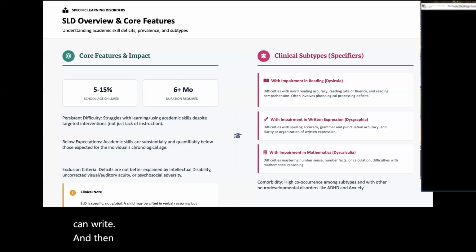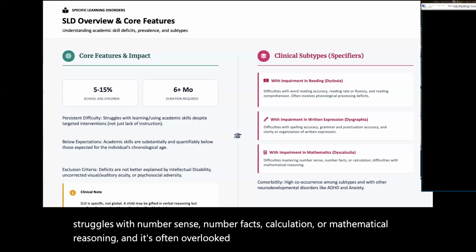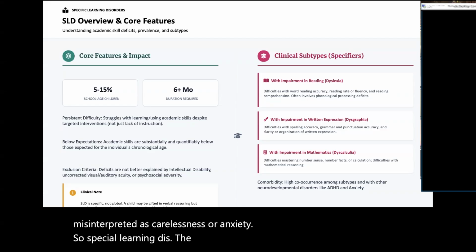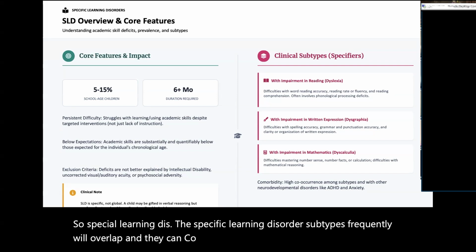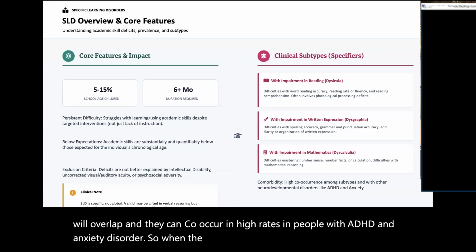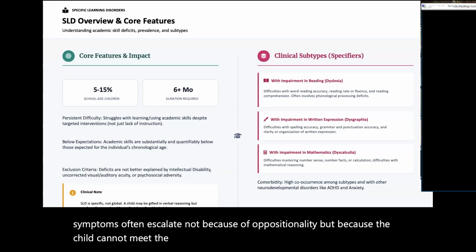And then there's mathematics impairment, dyscalculia. This includes struggles with number sense, number facts, calculation, or mathematical reasoning. And it's often overlooked because the symptoms can be misinterpreted as carelessness or anxiety. So these specific learning disorder subtypes frequently will overlap, and they can co-occur in high rates in people with ADHD and anxiety disorder. So when the frustration increases and behavioral symptoms often escalate, not because of oppositionality, but because the child cannot meet the demands placed on them.